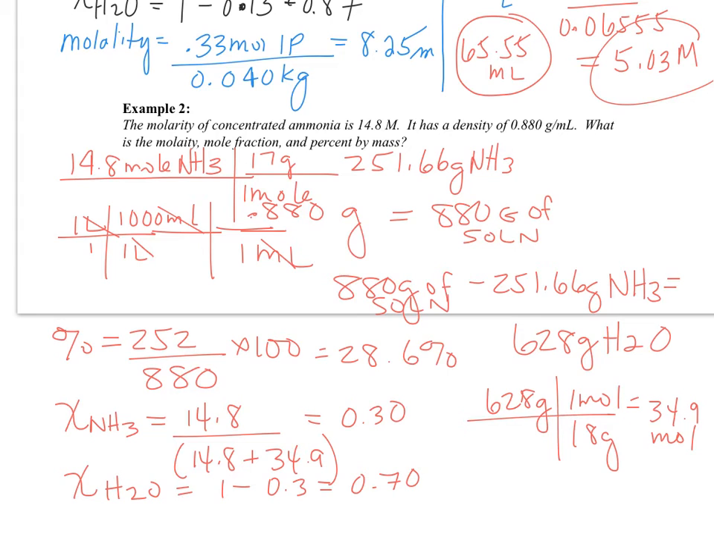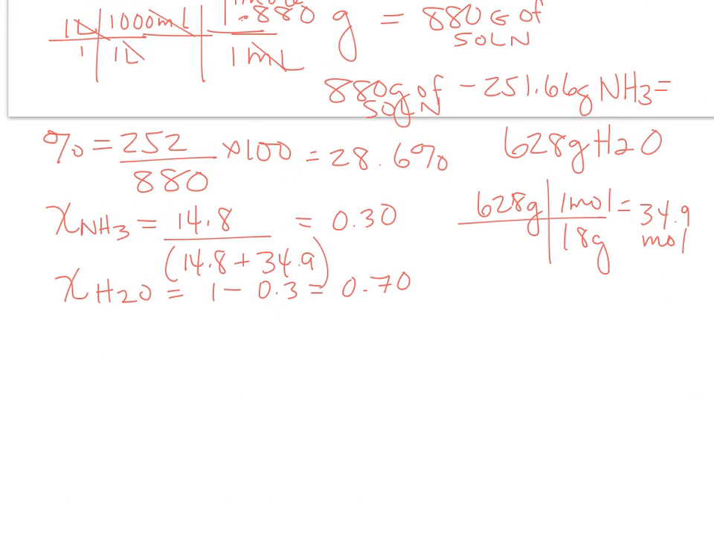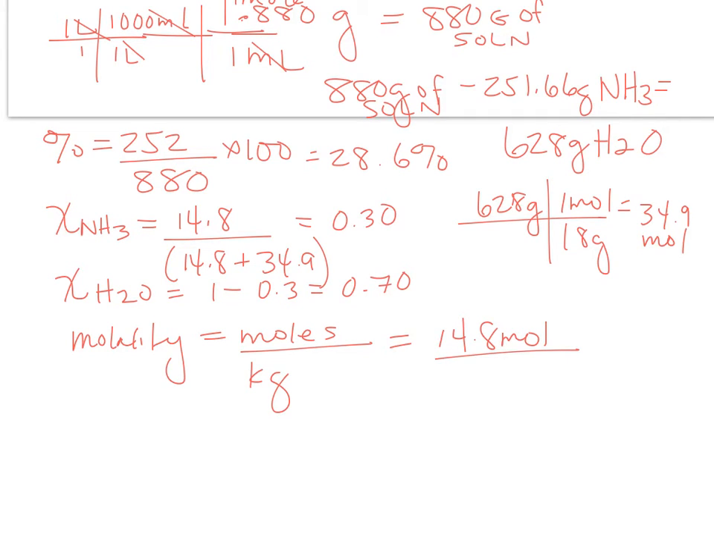The last thing I need is molality. Molality is moles of solute over kilograms of solvent. So we already know what the moles are. The moles are 14.8 moles. And my solvent is my water, which we calculated to be 628 grams of water, which is 0.628 kilograms. And that's going to give us 23.6 molal. And that's it for that problem.